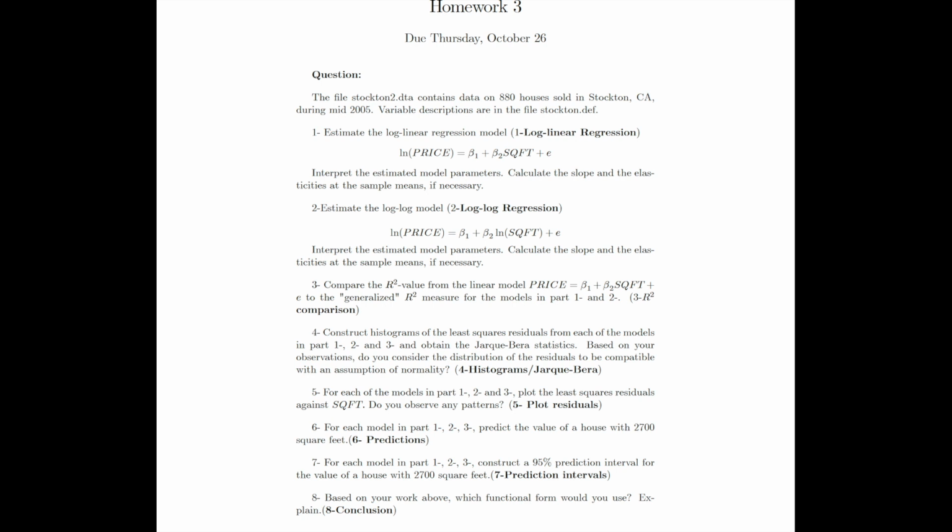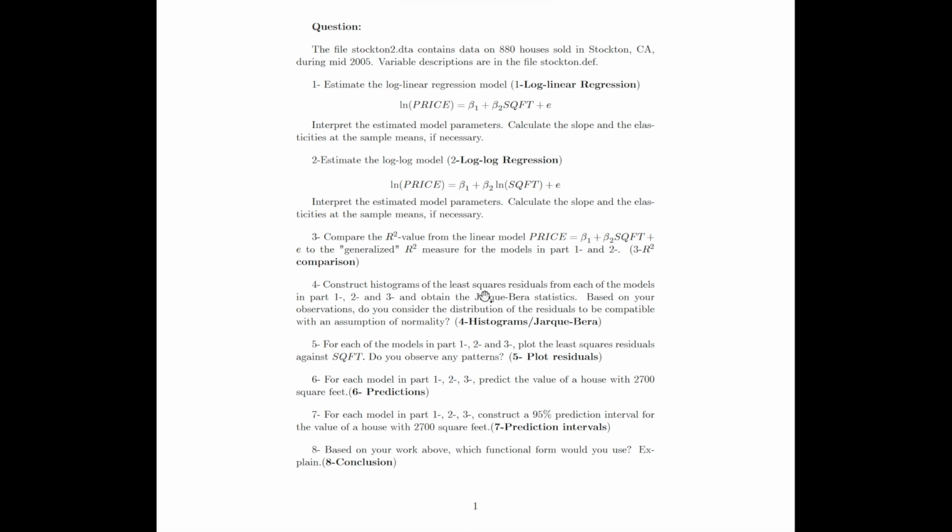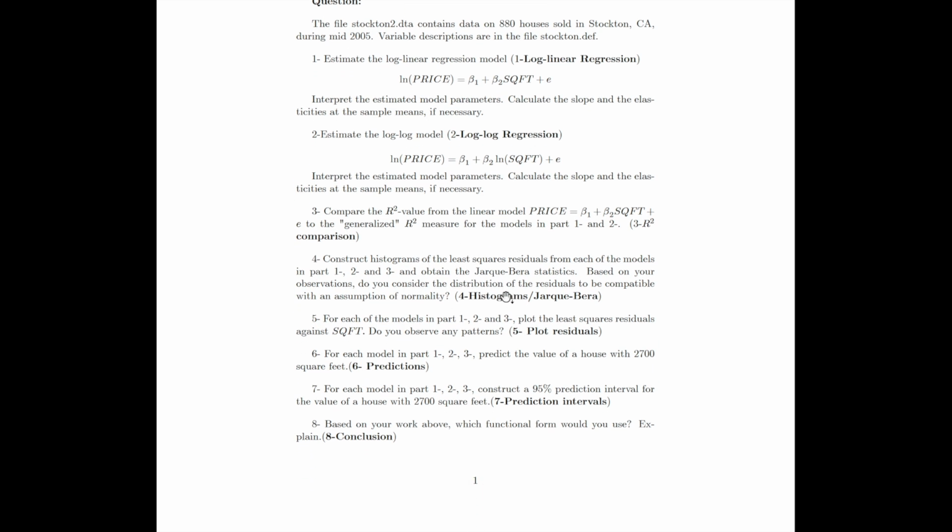You can find this PDF with the questions on Blackboard along with the data file stockton2.dta. We're looking at houses sold in California in 2005. We'll be comparing a couple different models, including the log linear and the log-log regression, seeing how they fit our data, comparing the R-squared values, checking our normality assumptions for each model, and then we'll be doing some predictions and forecasting.